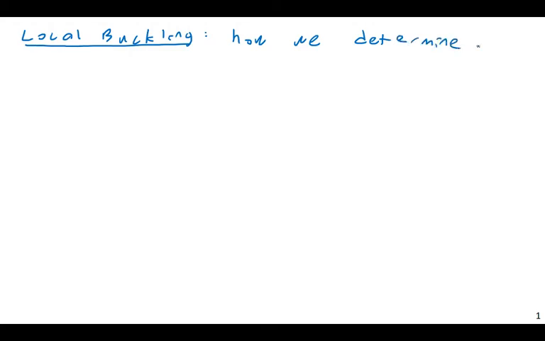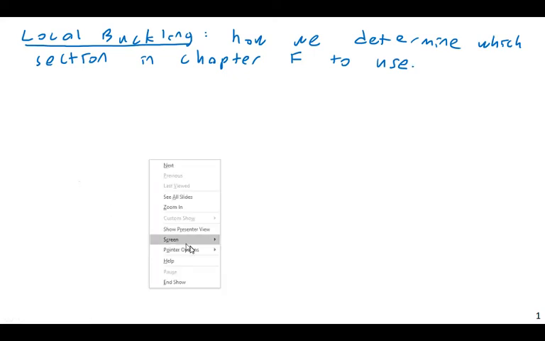So what is local buckling? Fundamentally, in terms of the AISC steel manual, we use local buckling to determine which section in Chapter F to use. So let's talk about this. Let's talk about the theory of this.